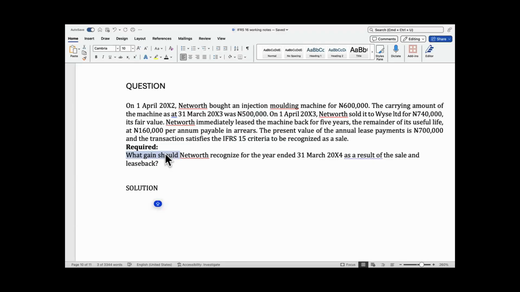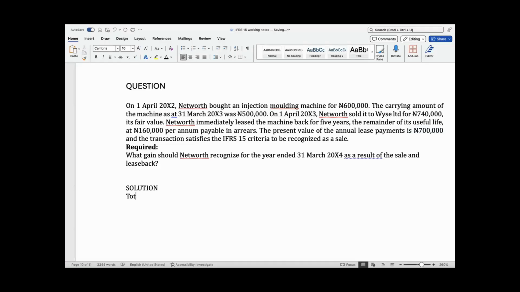Okay, so this one just wants us to calculate gain on the sale. So from here now, on 1st April 2002, net worth bought a machine for 600,000. The carrying amount as at the end of that year is 500,000. At the end of the new year, which is 1st April, he now sold it to Wise for 740. But net worth leased it back immediately for 5 years and will be paying a rent of 160 per annum. The PV of the lease rental is 700. Okay, fine. So what gain can you recognize?